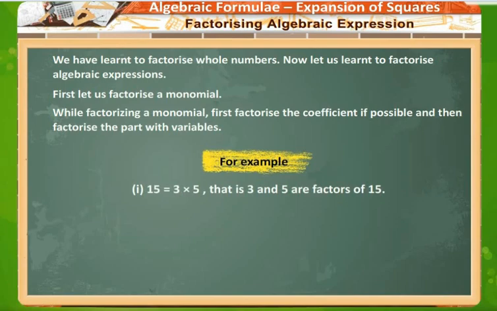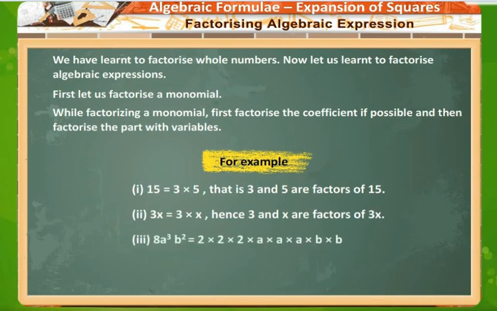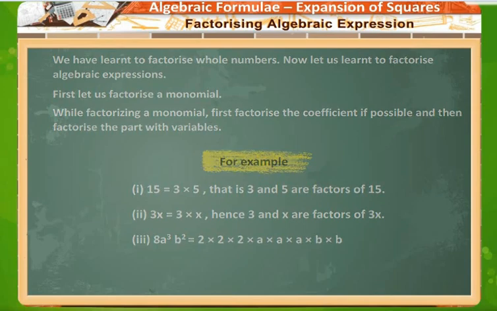Like 15 is 3 into 5, so the factors of 15 are 3 and 5, as I told you earlier. Now 3x can be written as 3 into x. Here 3 is coefficient, x is the variable. So 3x, 3 is the number, that is coefficient, x is the variable. 8a cube b square, which means 8 will be written as 2 into 2 into 2. A cube, a into a into a, b square, b into b. So these are the factors of a monomial along with the splitting of coefficient as well as variable. This is how we are going to factorize.